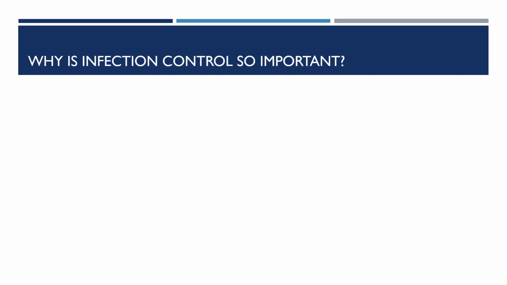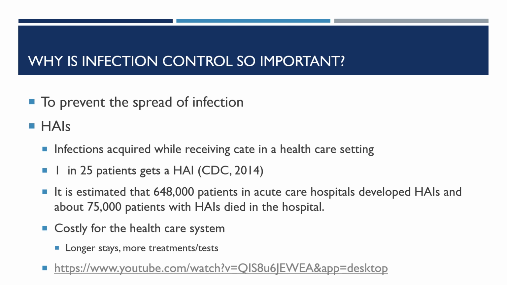So why is infection control so important? The main thing is to prevent the spread of infection. Hospital-acquired infections are infections acquired while receiving care in a healthcare setting. 1 in 25 patients get a hospital-acquired infection. 648,000 patients in acute care hospitals developed hospital-acquired infections, and about 75,000 patients died because of those infections.